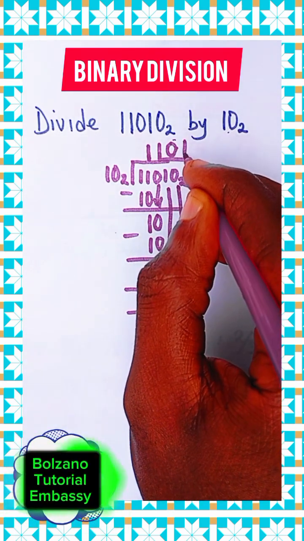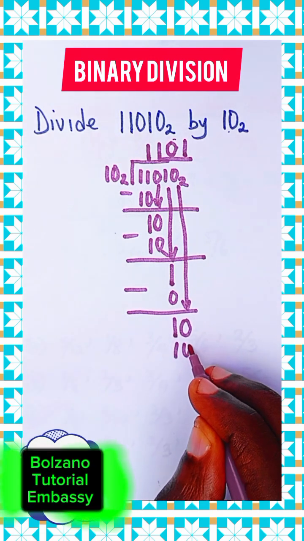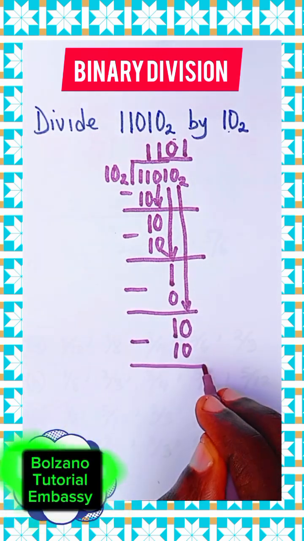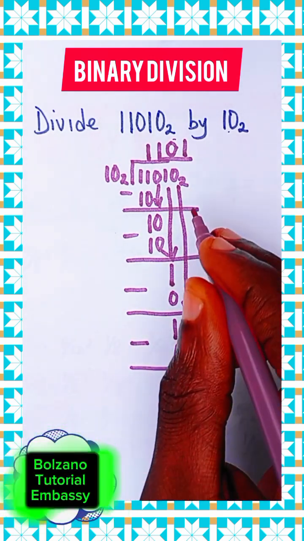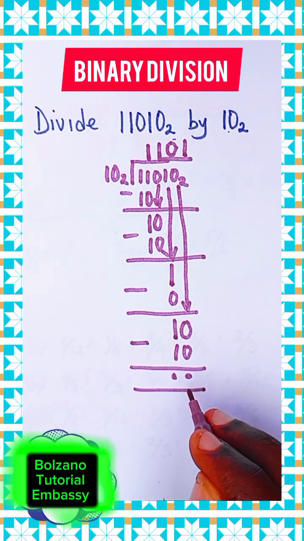So you write a 1 in the quotient. 1 times 10 is still 10. Then you subtract. You're going to have 0. Now there is nothing to bring down again, so you can conclude that there is no remainder here.